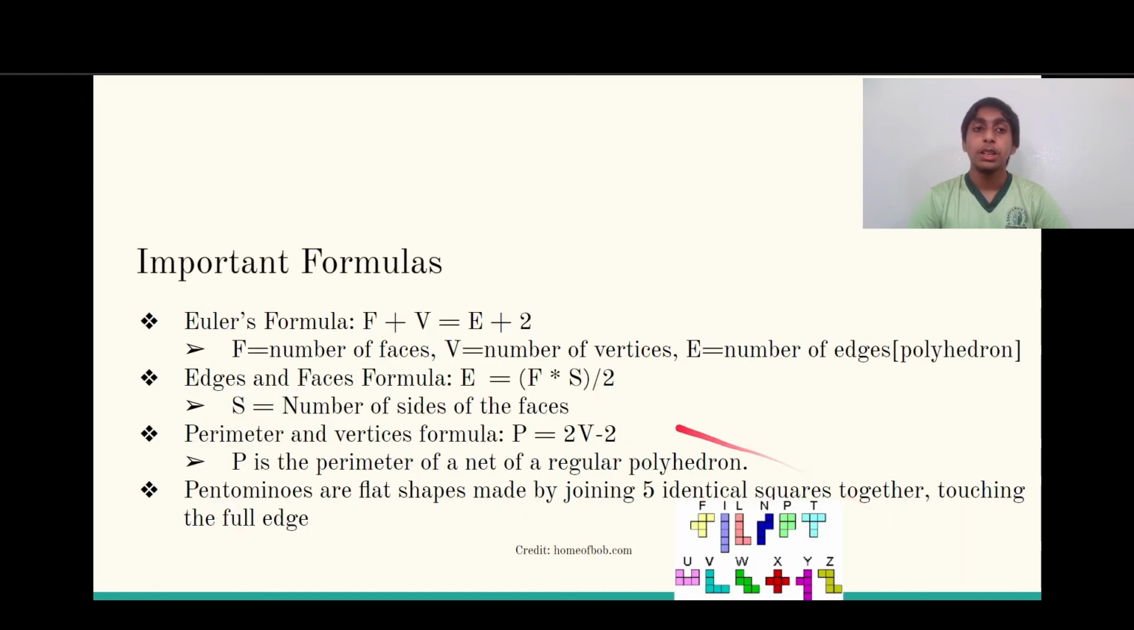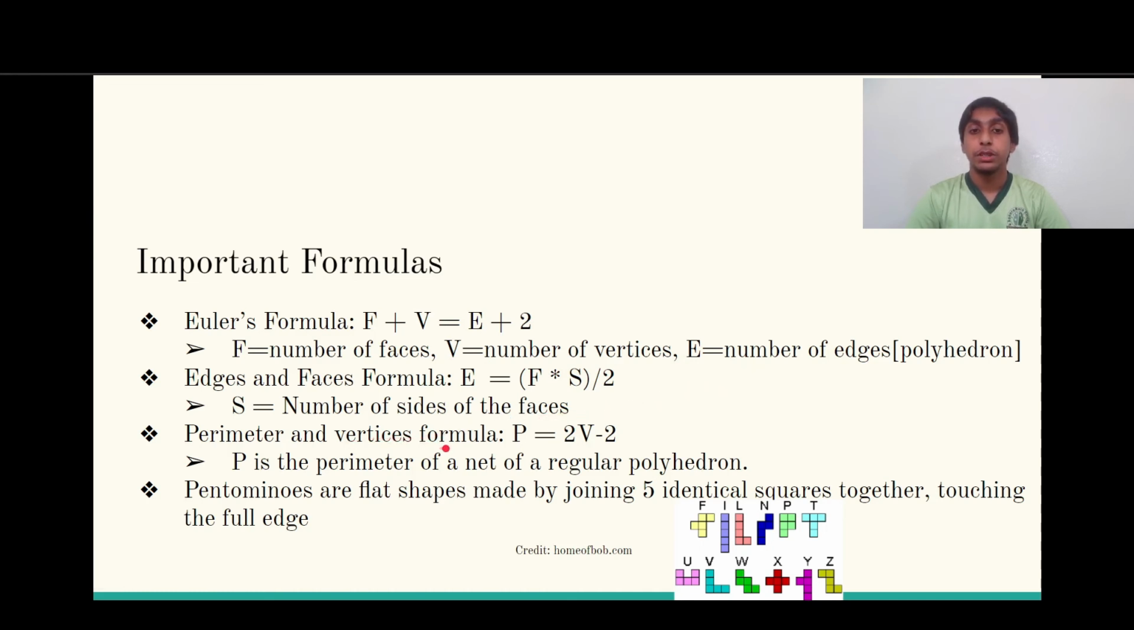Okay, so here are some important formulas you're going to be using when you're given a net. Euler's formula is faces plus the number of vertices is equal to the number of edges plus 2. Now the edges and faces formula says the number of edges is equal to the number of faces times the number of sides of the faces divided by 2. If you have a cube, all the faces are squares, and squares have 4 sides. So that's how I got my 4 here if I was solving for a cube. So basically, these are 2 pretty simple formulas. You're just plugging in your number of faces and number of vertices to find your number of edges plus 2.